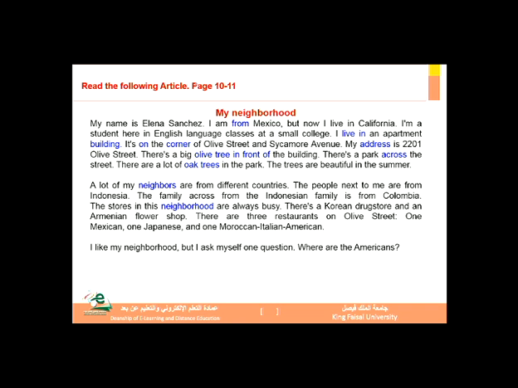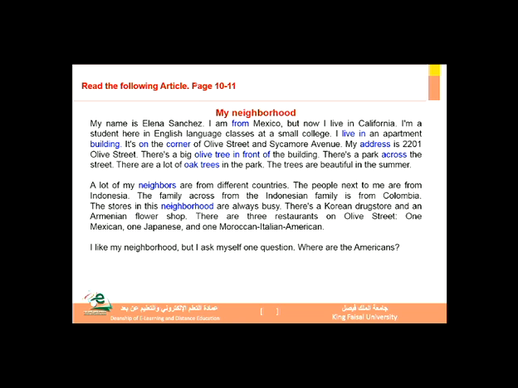The stores in the neighborhood are always busy. There is a Korean drugstore and an American flower shop. There are 3 restaurants on Olive Street: 1 Mexican, 1 Japanese, and 1 Moroccan. I like my neighborhood, but I ask myself one question: where are the Americans? So this is the article that we have from the book, on pages 10 and 11.